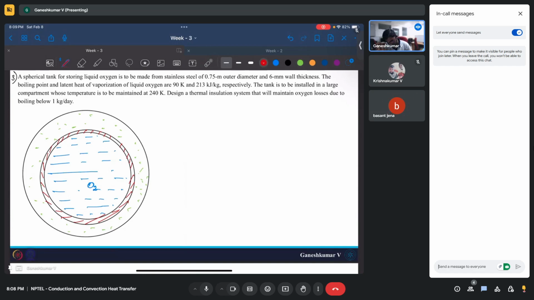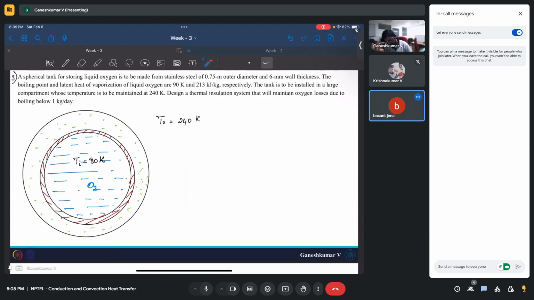So what is the amount of heat transfer from outside to inside? Let's say the outside temperature is T naught, which is 240 Kelvin, and the oxygen inside, Ti, is 90 Kelvin. So the heat flows from outside to inside. Whatever heat gets in will evaporate the oxygen here. I do not want more than 1 kg of oxygen to evaporate in a day.